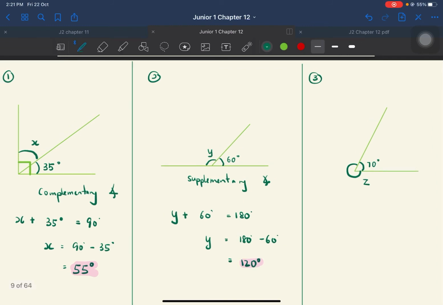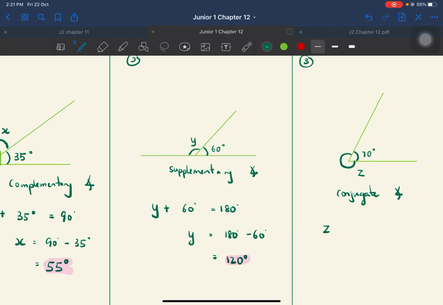And the last one is the conjugate angle. So based on here, it means Z plus 70 degrees equals 360. So your Z will be 360 degrees minus 70 degrees. You get 290 degrees.